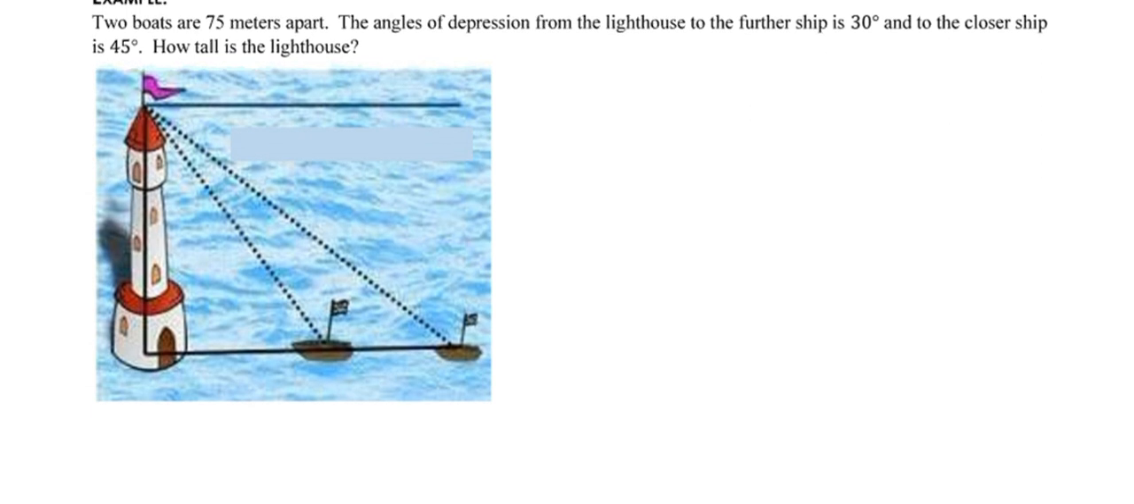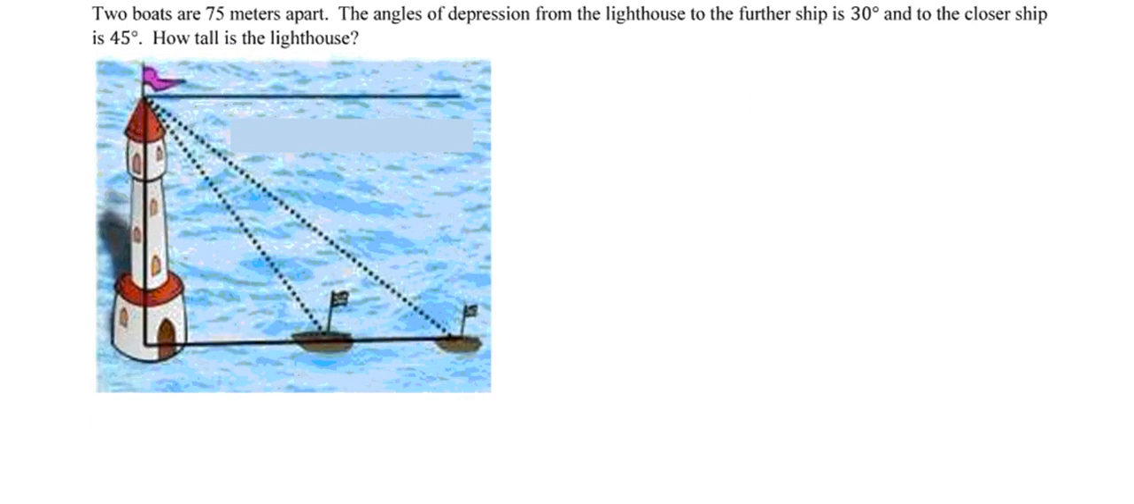The angle of depression from the lighthouse to the furthest ship is 30 degrees and to the closer ship is 45 degrees. And they want us to determine how tall the lighthouse is. So I'm going to go ahead and label the height of the lighthouse. For lack of something better, I'm going to label that H.